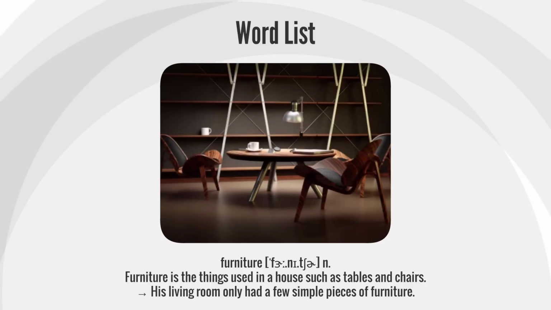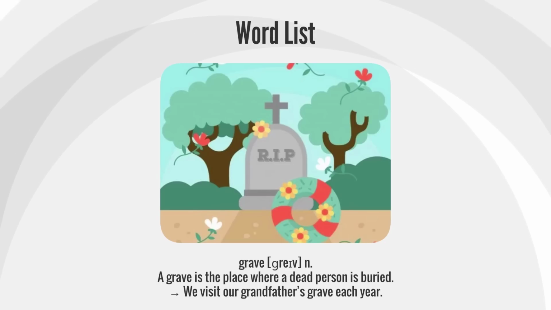Furniture. Furniture is the things used in a house, such as tables and chairs. His living room only had a few simple pieces of furniture. Grave. A grave is the place where a dead person is buried. We visit our grandfather's grave each year.